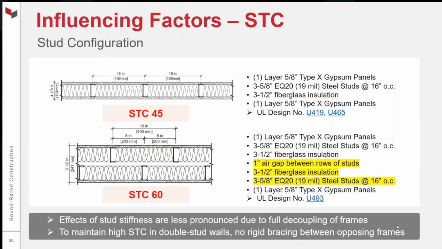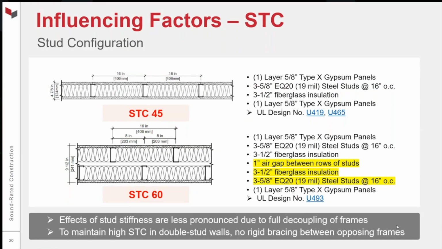So a couple notes here. In this example, the chase wall that we're looking at on the bottom, STC 60, was with 19 mil EQ20 steel studs. You could build that wall with 20 gauge structural or even 16 gauge, and you're largely going to maintain that high STC. You might see small reductions, but as long as there's no rigid bracing between those opposing steel frames, you're going to have a high STC wall because you've fully decoupled those frames from one another. That is really the governing factor here.